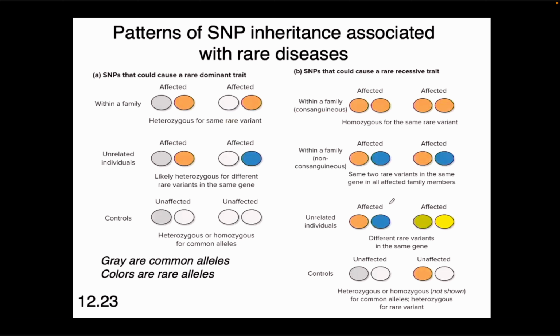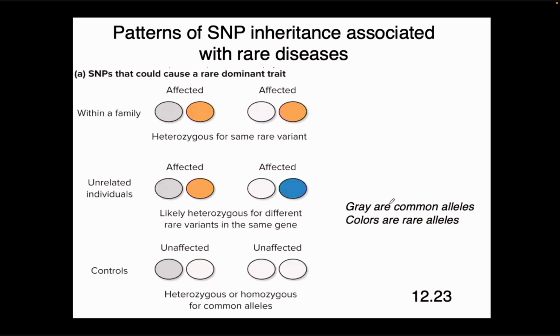Okay? And we're going to look through the left side first and the right side first. And the way they've color coded these is that gray are common alleles in the population. We might call those wild type alleles. And the colors are mutant alleles. Okay? And so if we're talking about a rare dominant trait, not very common in the population, right?